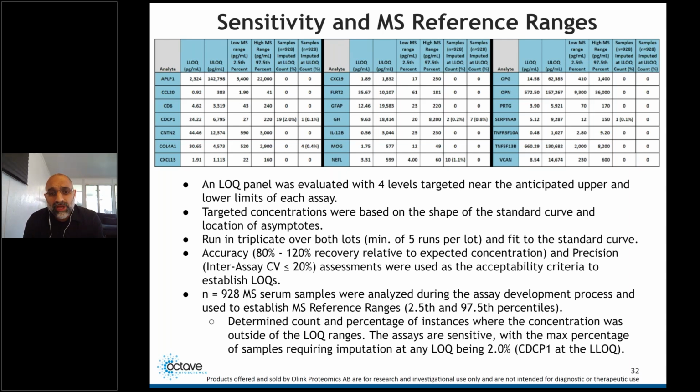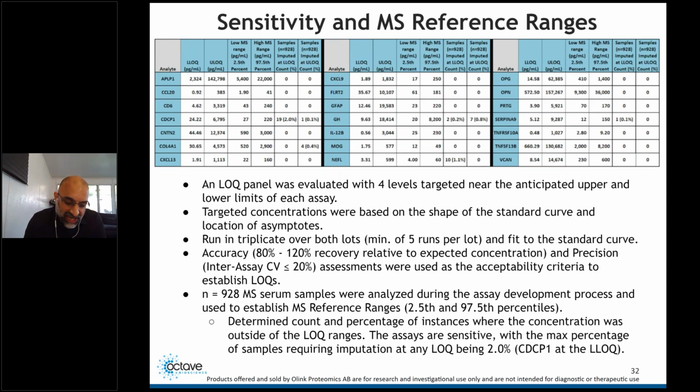In addition to that, we also established reference ranges in the MS population. So we analyzed 928 serum samples during the assay development process, and we used those to establish our MS reference ranges at the 2.5th and the 97.5th percentile. And we then went back and looked at that population of samples to determine the count and percentage of instances where the concentration was outside of our LOQ ranges. And we found that the assays were highly sensitive, and the maximum percentage of samples that would require imputation at any LOQ was 2%, and that was for the biomarker CDCP1 at the lower limit.